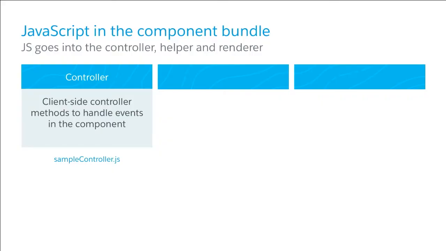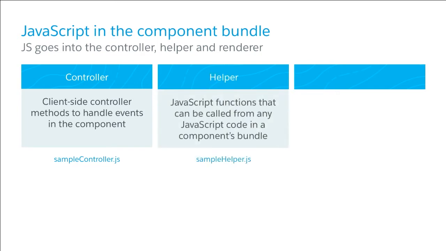What is the controller for? Controller is where all the client-side methods are there to handle any events, any actions you want to take based on something. You write JavaScript inside the controller and call the methods in or out. And helper is where reusable JavaScript goes, because any JavaScript methods in the helper are accessible by both the controller and renderer as well. So you don't need to repeat your code, just put it there and call it from there. So that's what helper is for.